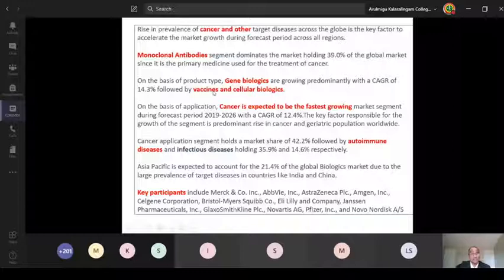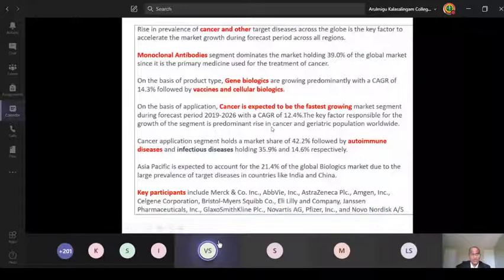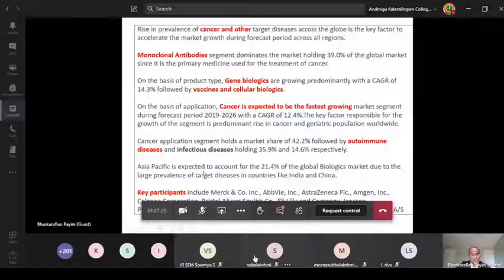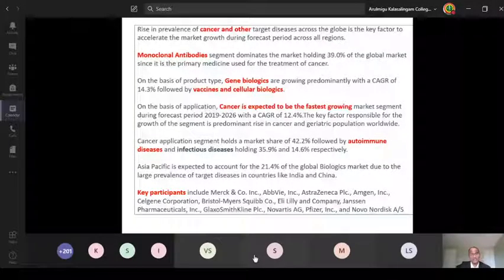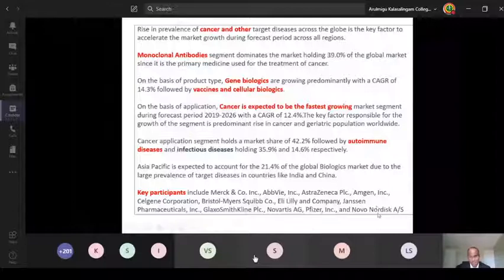Likewise, cancer is expected to be the fastest growing market segment during the forecast period. Likewise, you can see the applications: immune diseases and infectious diseases. The key players are mainly located in America and Europe. Innovative therapies involve a lot of research activities in collaboration with universities and hospital settings. You can see BMS, Eli Lilly, AstraZeneca, Amgen, Celgene, Novartis, Novo Nordisk. These are the key players.